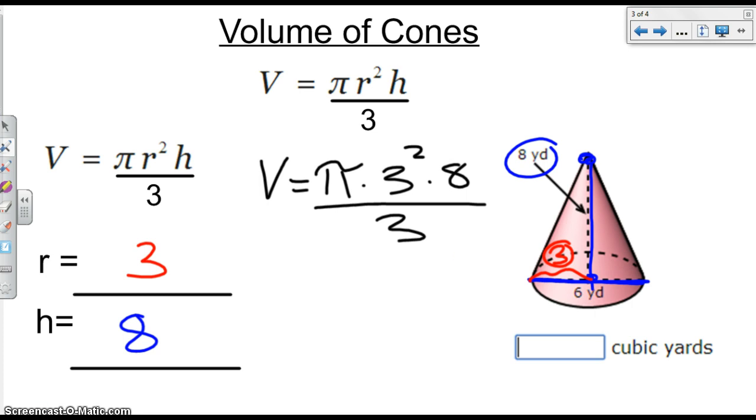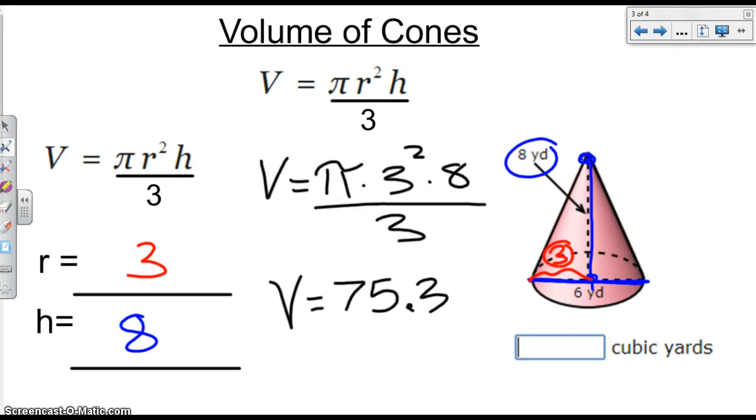Sorry about that, kids. And so we were in the middle of doing our formula here. So when we do the 3 squared, we'll get 9. 9 times 8 is what? 72. 72 times 3.14, divided by 3. The point is, you can take this V equals formula and plug it right into your calculator. Remember, for pi, we've been using 3.14. And so, Siegel, what answer did you end up getting?